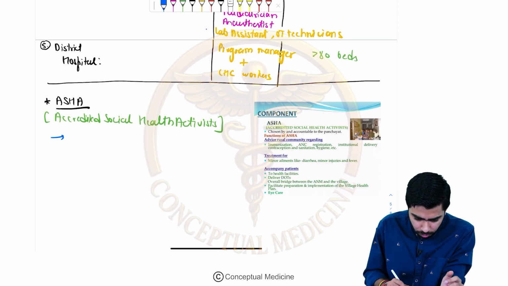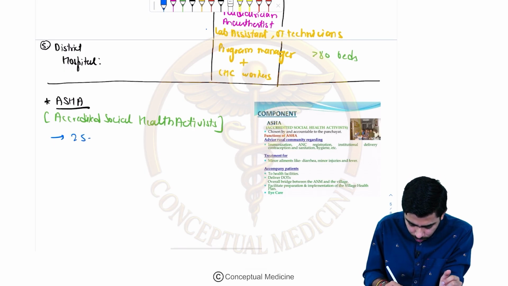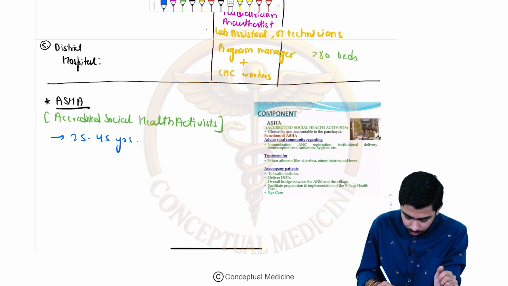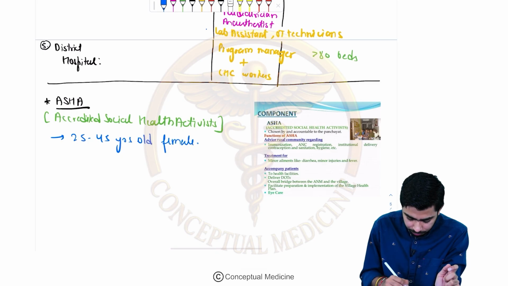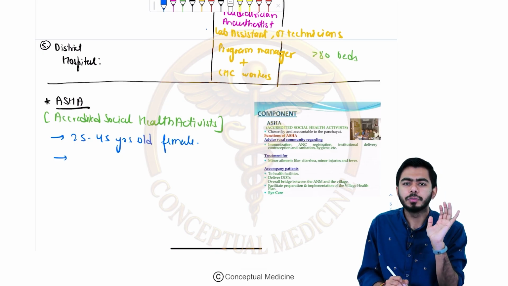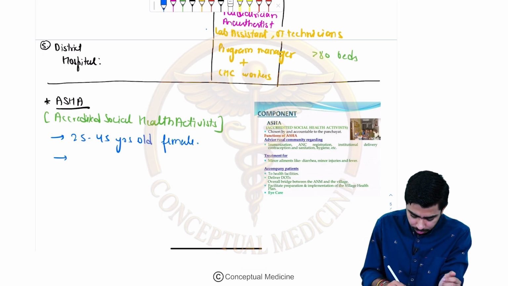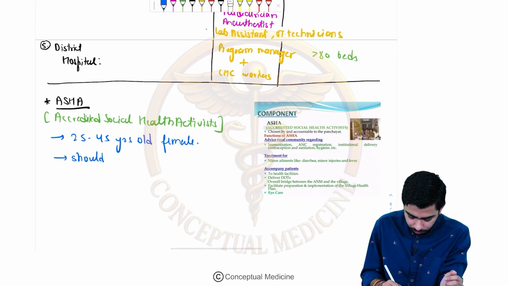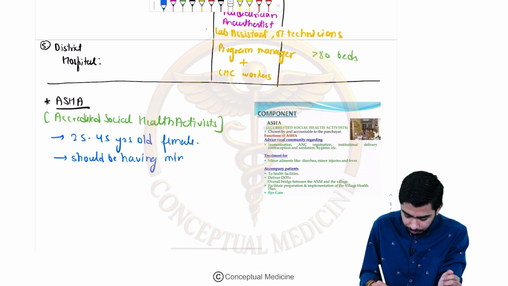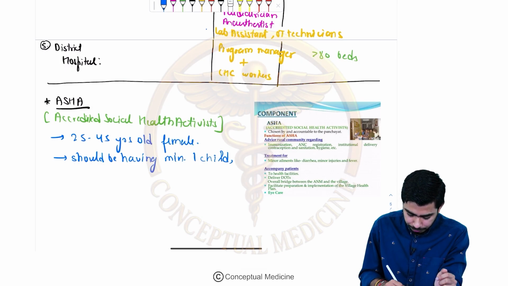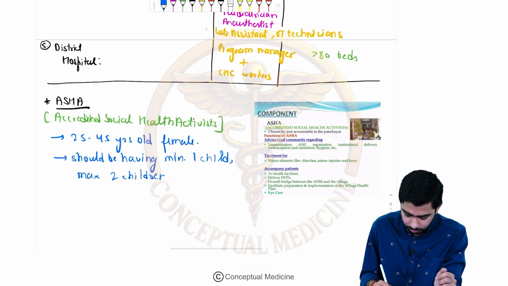If you talk about the ASHA, she should be in the age group of around 25 to 45 years, a 25 to 45 year old female. How many children should she have? She should have a minimum of one child and a maximum of 2 children, not more than that.